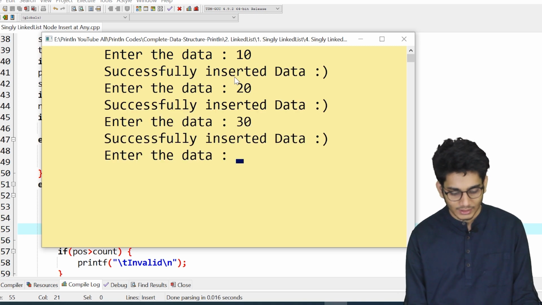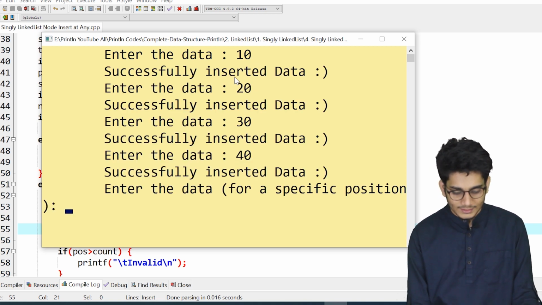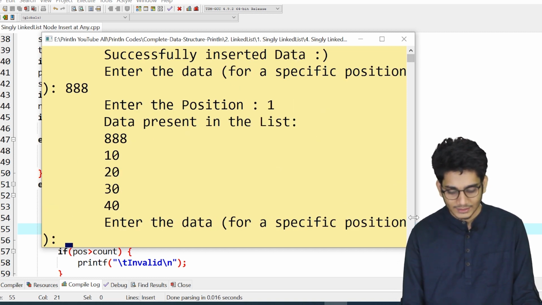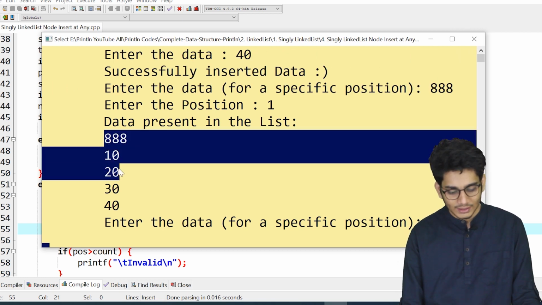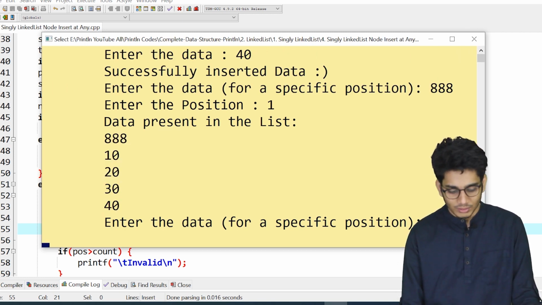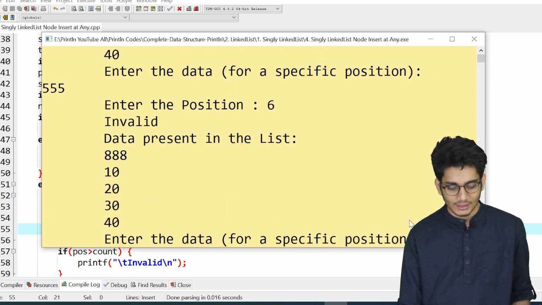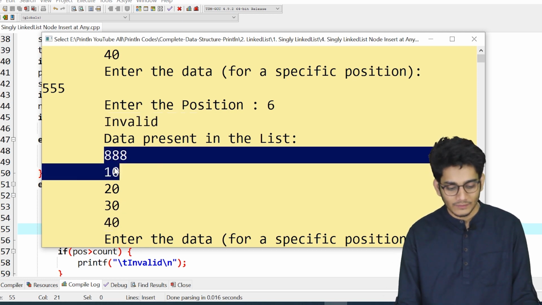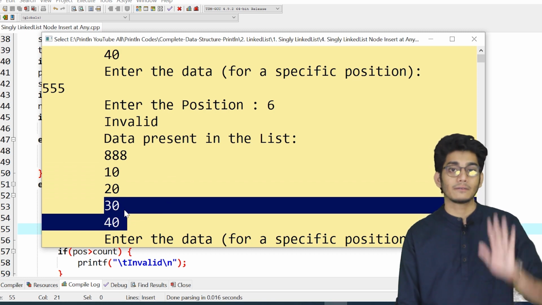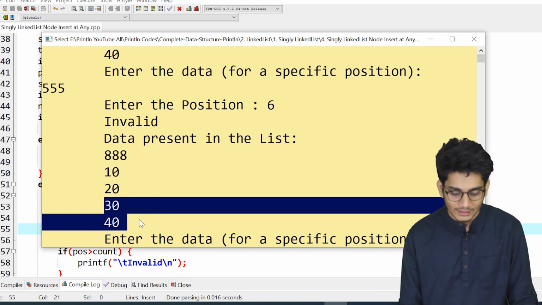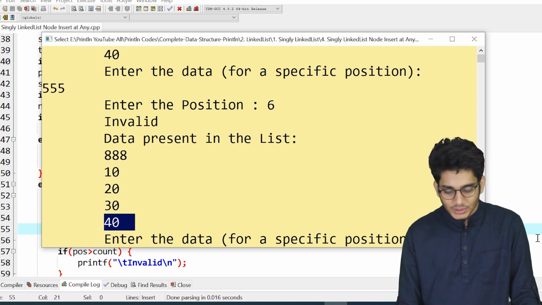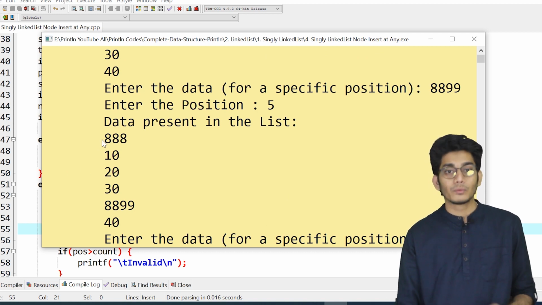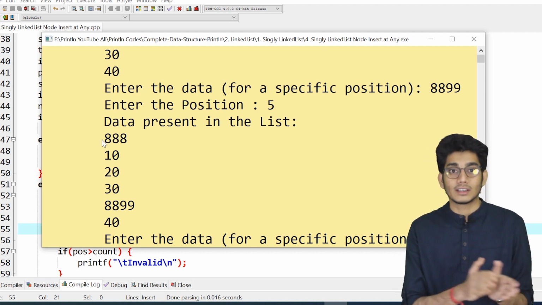Let's say we have 10, 20, 30, 40. Let me insert 888 at the first position. So this is the list we have. Now if we try to insert any data at sixth position, it will say invalid. We cannot insert the data at sixth position because how many values do we have? We have 888, 10, 20, 30, 40. We have 5 values, so we cannot go beyond that. If we try to insert 8899 at fifth position, then we can insert. So we can only insert up to n-1, and we cannot insert after that.